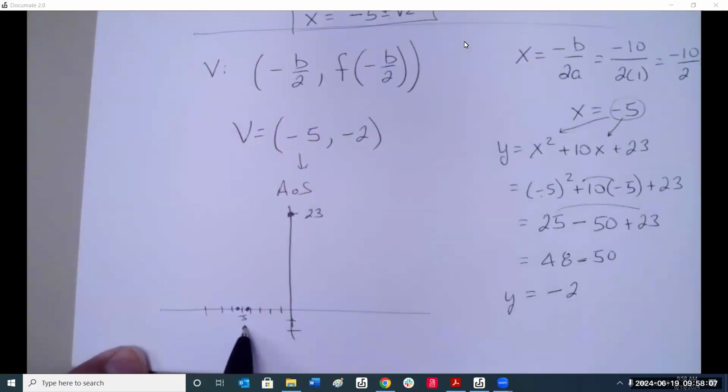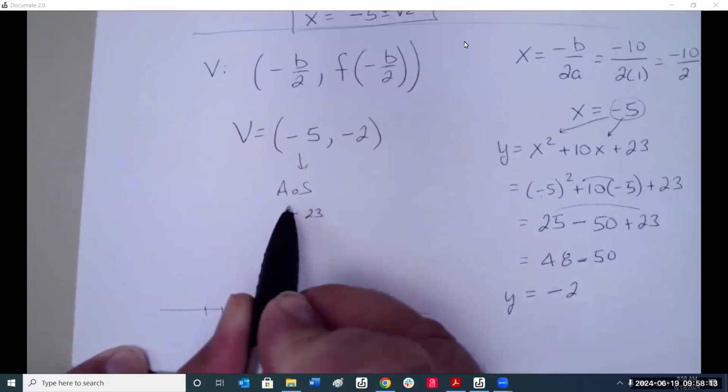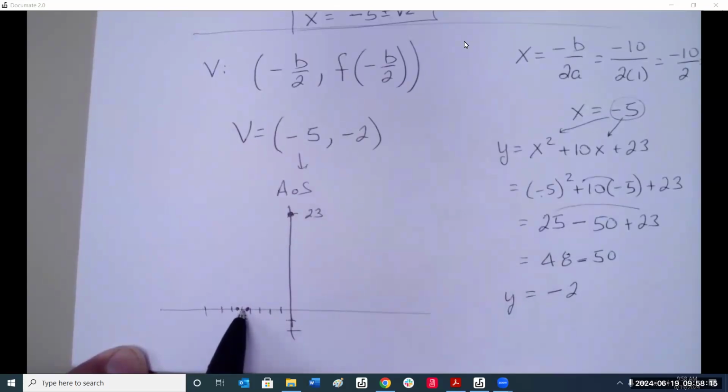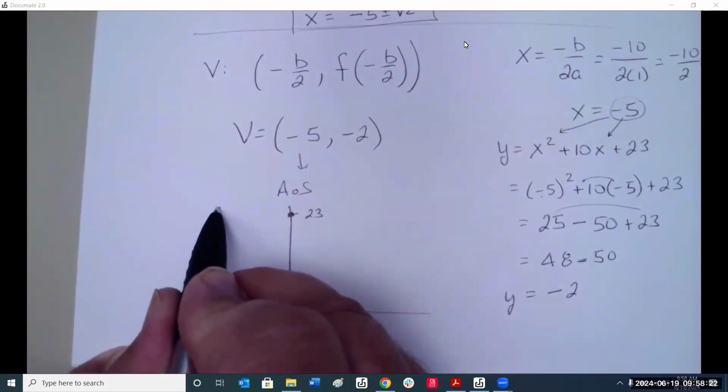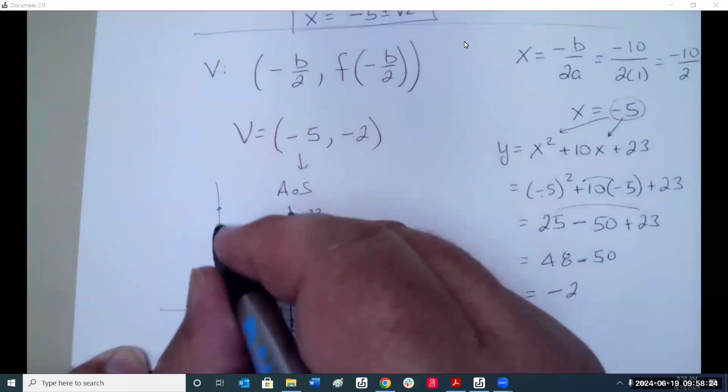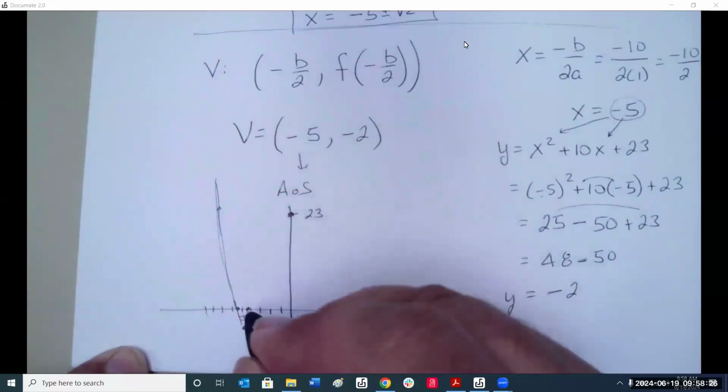So from the vertex, if I go 5 over and up 23, I can go 5 over the other way. 2, 3, 4, 5, and up 23. And there's my graph. Connect the dots.